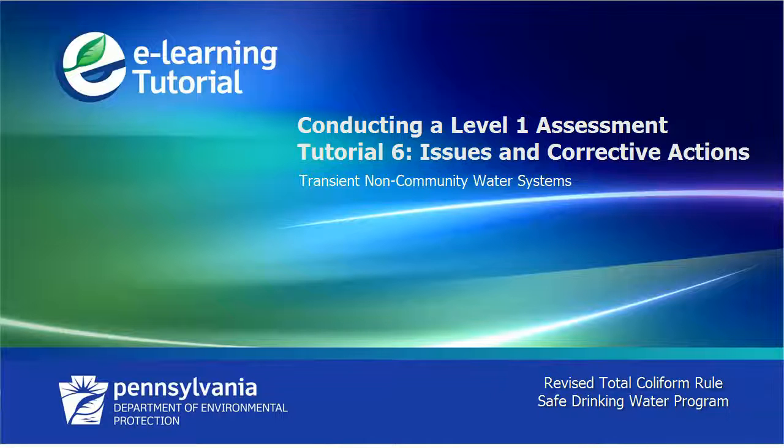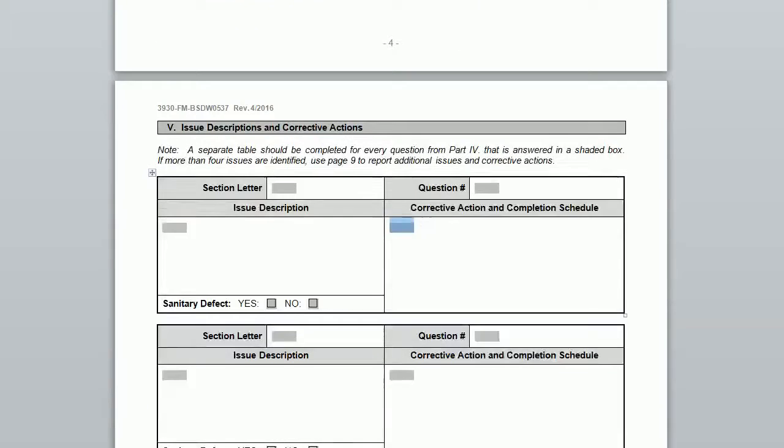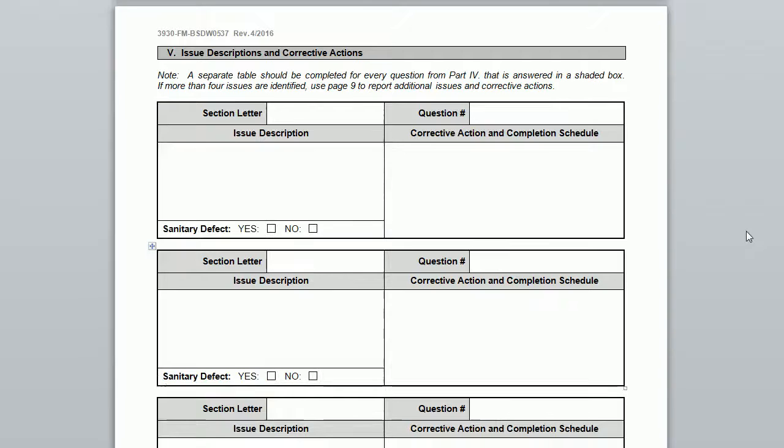This video is a continuation of the RTCR Level 1 Assessment tutorial. In this tutorial, we will show you how to use the results of the assessment to identify issues and corrective actions. Please turn to Part 5 in the Level 1 Assessment form. You can see this page consists of a table that is repeated. Let's look at the first table.